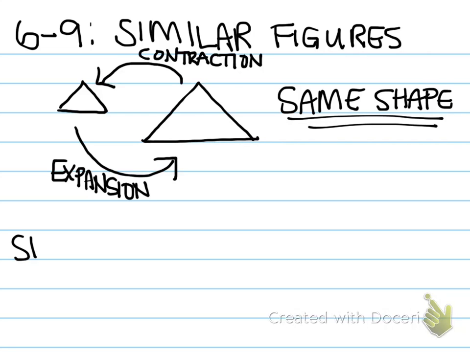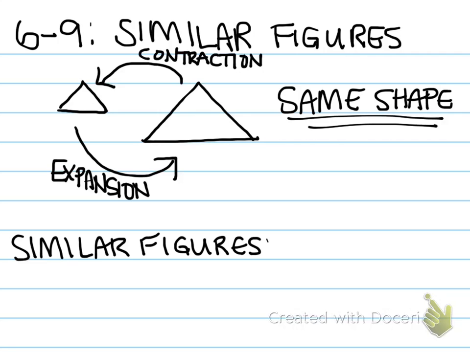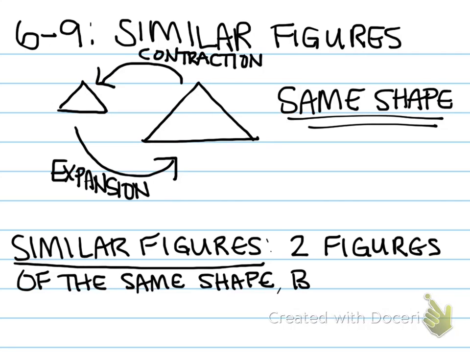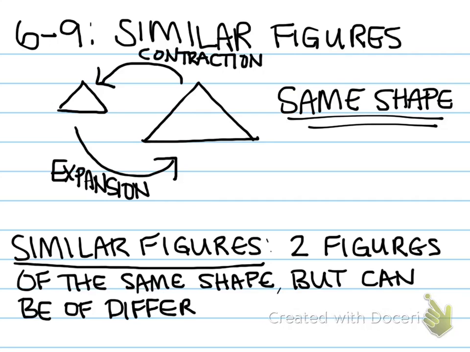So to define similar figures, we can say that similar figures are two figures of the same shape but can have different sizes. One more time. Similar figures, two figures that are the same shape but can be of different sizes.